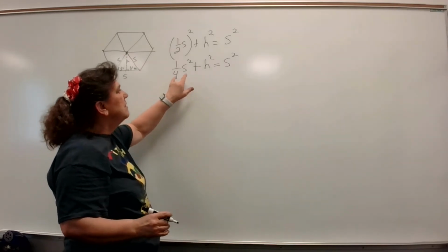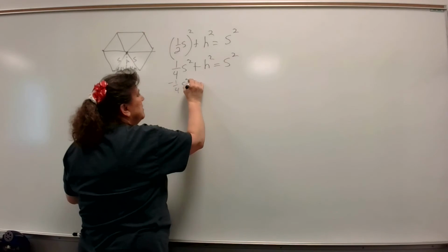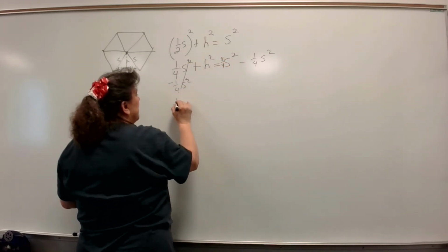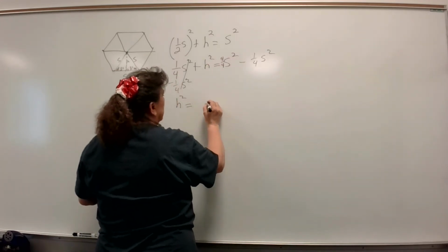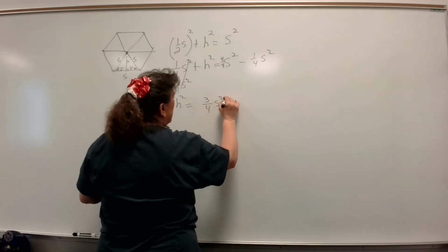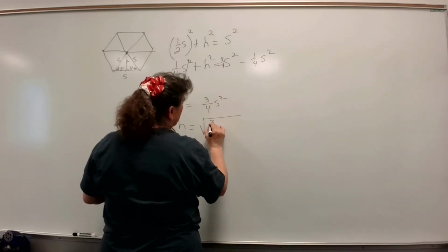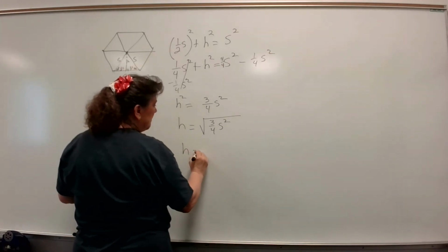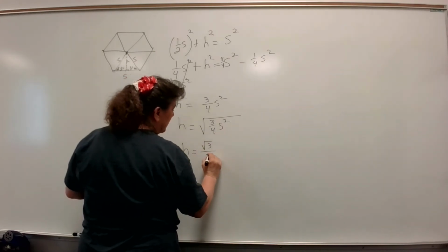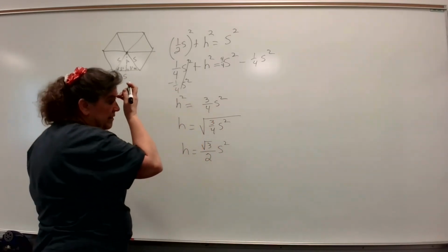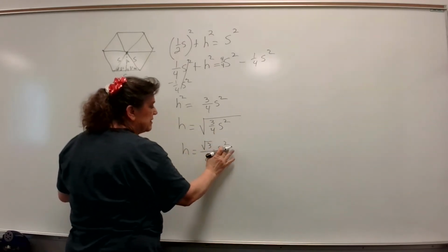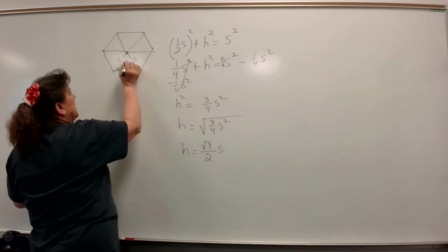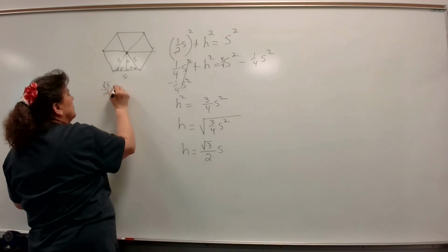So now we're going to subtract this from that. So s squared minus 1/4 s squared. Well, this is 1, which would be 4/4. And thus we have h squared is equal to 4 minus 1 is 3/4 s squared. So h is equal to the square root of 3/4 s squared. Okay? So we can simplify that as radical 3 over the square root of 4, which is 2, times s squared. And that gives me my height, but the square root of s squared is just s. So radical 3/2 times s is my height. Okay, so now my h we know is square root of 3/2 times s.